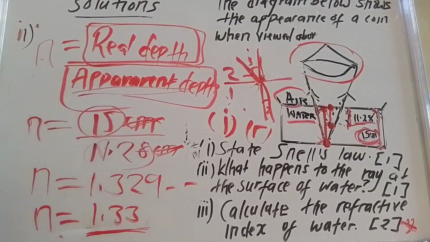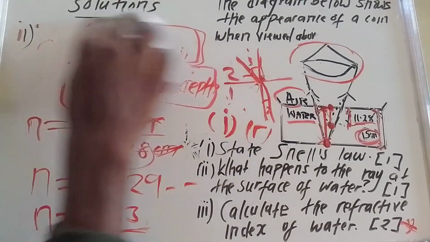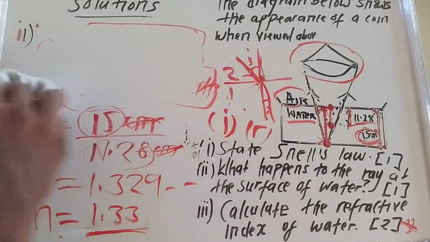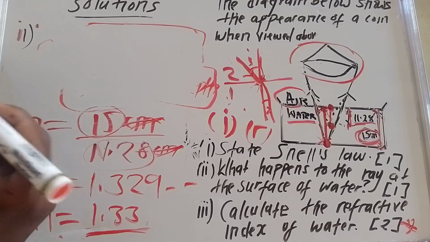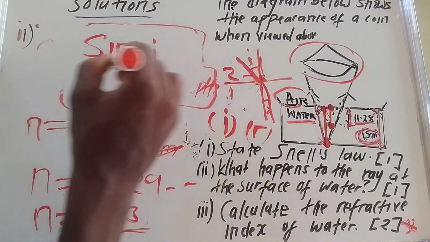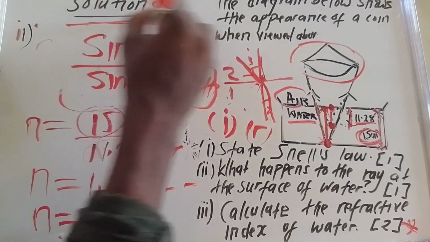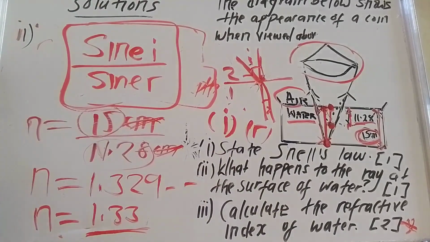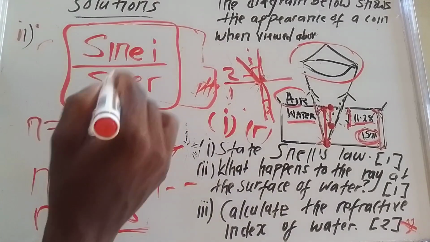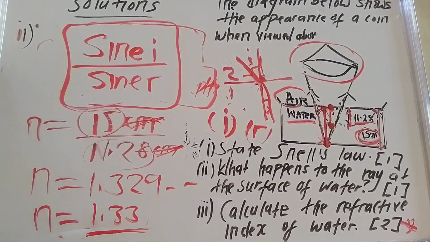And then when we talk of Snell's law, we are just talking about the ratio of the sine of the angle of incidence to the sine of the angle of refraction. So this is Snell's law in expression. The ratio of the sine of the angle of incidence to the sine of the angle of refraction is a constant. So this is a question I wanted us to do, and I hope you have gotten 1 or 2 concepts.